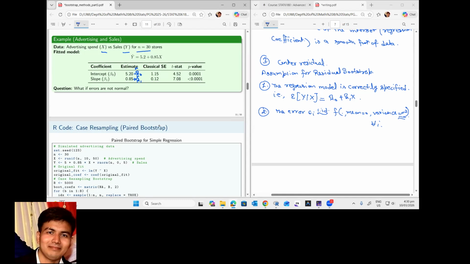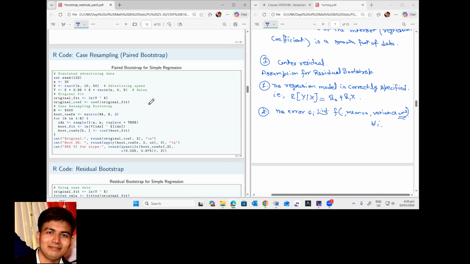And we find that both of them are highly significant because the p-value is 0.0001, that is smaller than 0.05 or 0.025. So at the 5% level, both of them are significant.